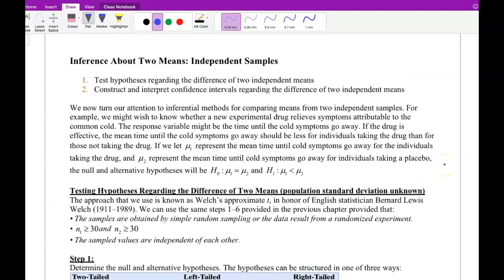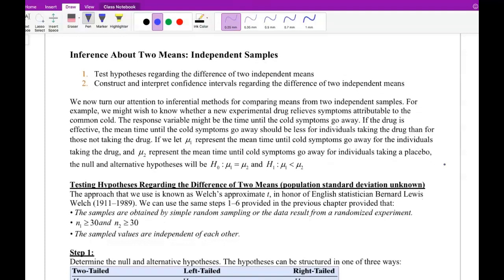Hello everyone, here we have inference about two means, independent samples. In this part, again, we're going to work on null and alternative hypotheses. So here we have the null and this one the alternative. These two are based on the example we have here in this part.